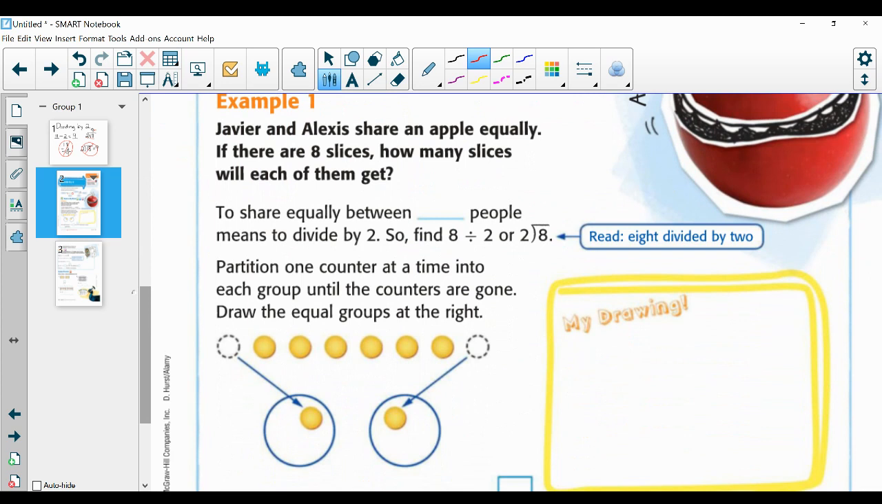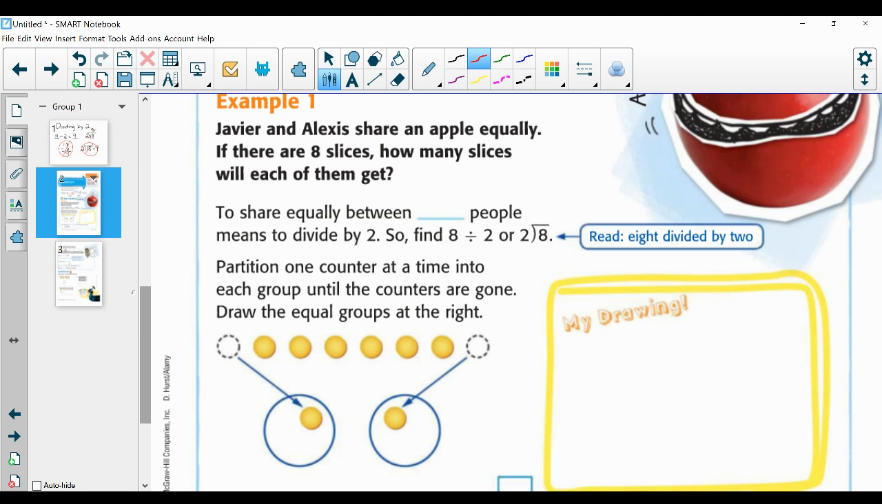Okay, so Javier and Alexis share an apple equally. If there are 8 slices, how many slices will each of them get? Wow, this is the 3rd time we've seen this story. They really like apples with 8 slices. So here we go. To share equally between blank people means to divide by 2. So find 8 divided by 2, or how many 2's in 8.